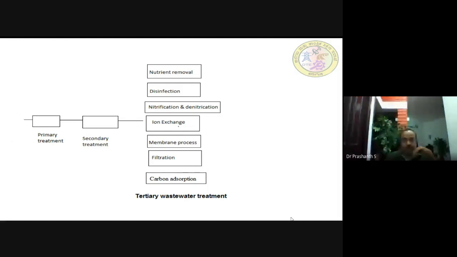Disinfection is nothing but killing the pathogens or microorganisms present in the sewage. Nitrification and denitrification are the conversion of nitrogen. Ion exchange is used to remove the solids present, and there are also membrane processes, filtration, and adsorption. So these are some of the options available for advanced wastewater treatment.